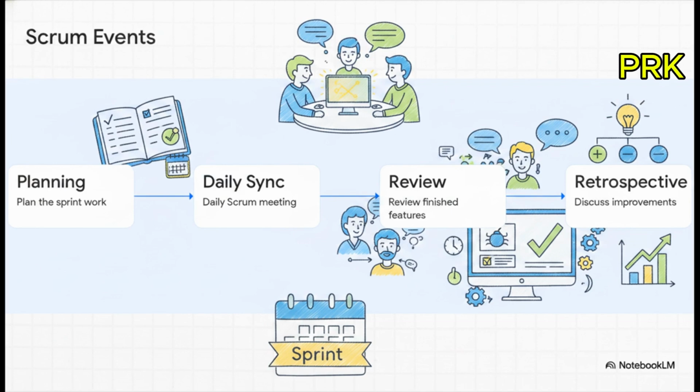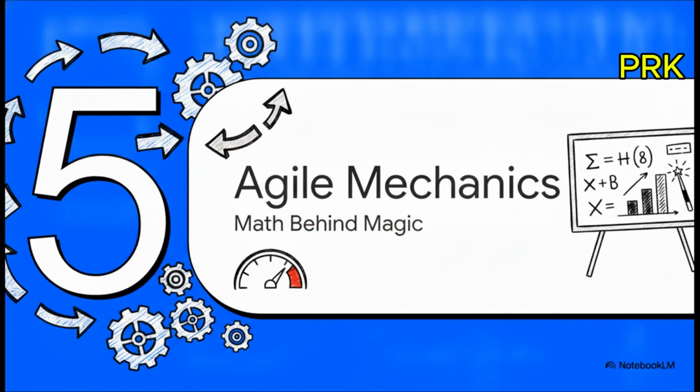Now, how does this translate into an actual workflow? Imagine a development team huddling together to battle through a standard 2-week sprint. They use exactly 4 sequential events: sprint planning to figure out the work, the daily scrum to sync up, the sprint review to look at the finished features, and the sprint retrospective to figure out how to be even faster next time. Section 5, Agile Mechanics and Estimation.